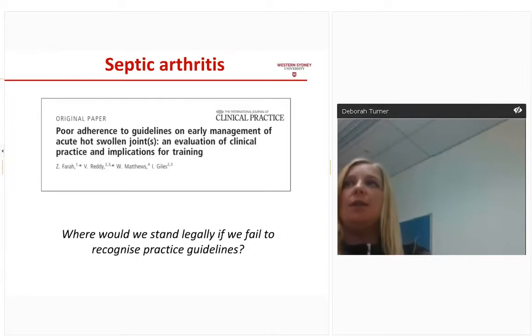But what we do know is that generally there is poor adherence to the guidelines for the early management of an acute hot swollen joint. And I think the question to ask is, where would we stand legally if we miss a septic arthritis and we fail to recognise the practice guidelines?